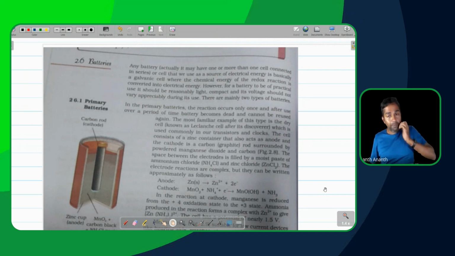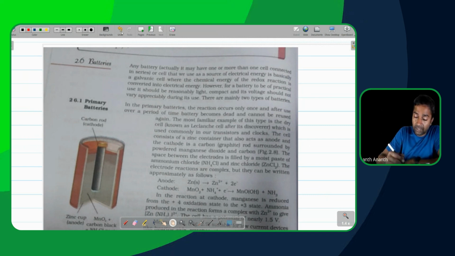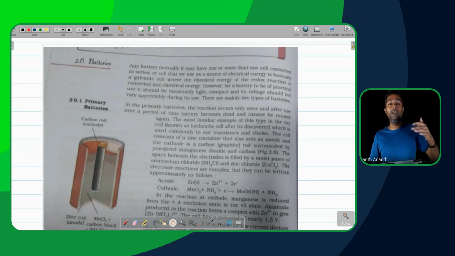So let's dive into primary and secondary cells. I'm assuming you understand the basic difference between a primary cell and a secondary cell, correct? A primary cell is something which is not rechargeable. A secondary cell is rechargeable. Bluntly speaking, that's the difference. So in a primary cell, the reaction is possible, or rather controllable, only in the forward direction.